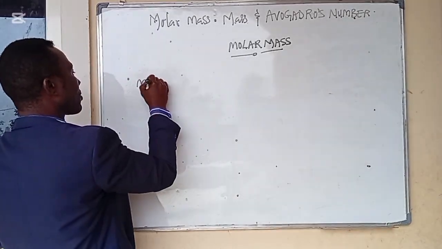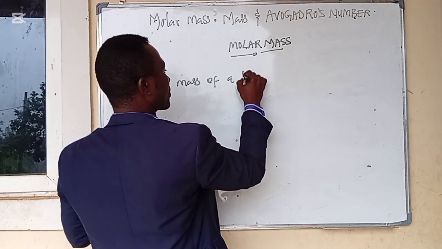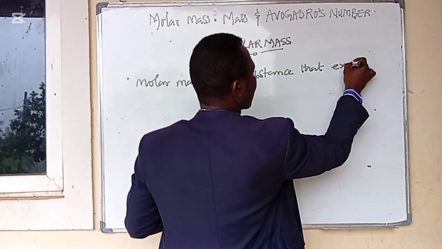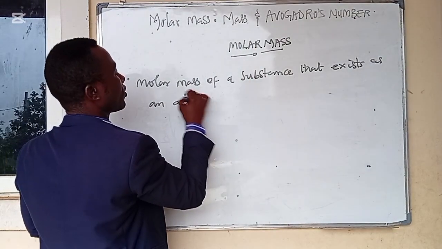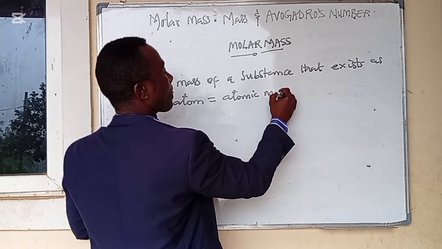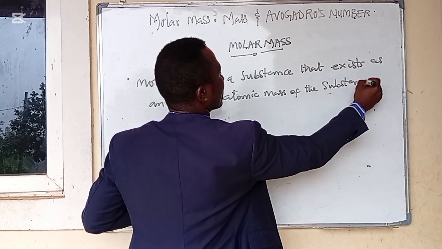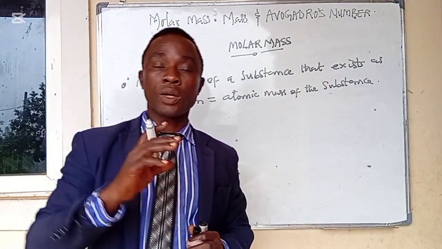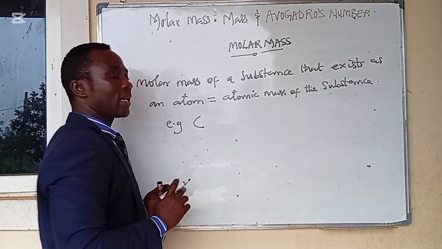So, molar mass of a substance that exists as an atom is equal to the atomic mass of the substance. So when a substance exists as an atom, the molar mass of that substance will be called the atomic mass. Now, example here, carbon exists as an atom.